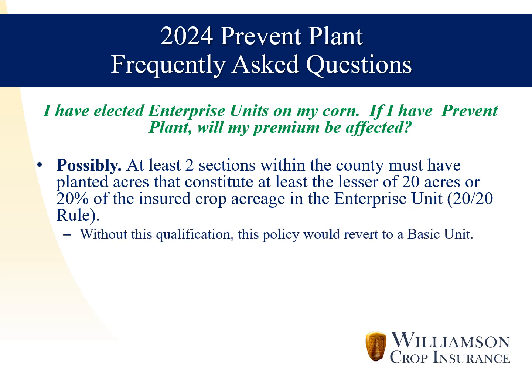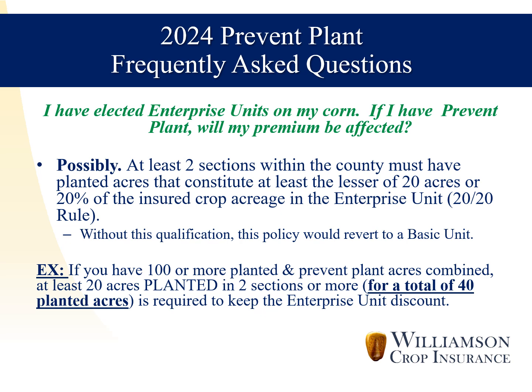So without this qualification, you're still insured. That's no problem. You still have the coverage there. We just want you to know that your premium on that will no longer have that enterprise unit discount. It's going to revert to what we call a basic unit, which is noticeably higher in premium when that bill comes late summer, early fall. So an example on this too, if you have 100 or more planted and prevent plant acres combined, at least 20 acres planted in 2 sections or more is required to keep the enterprise unit discount. So that's a total of 40 acres.